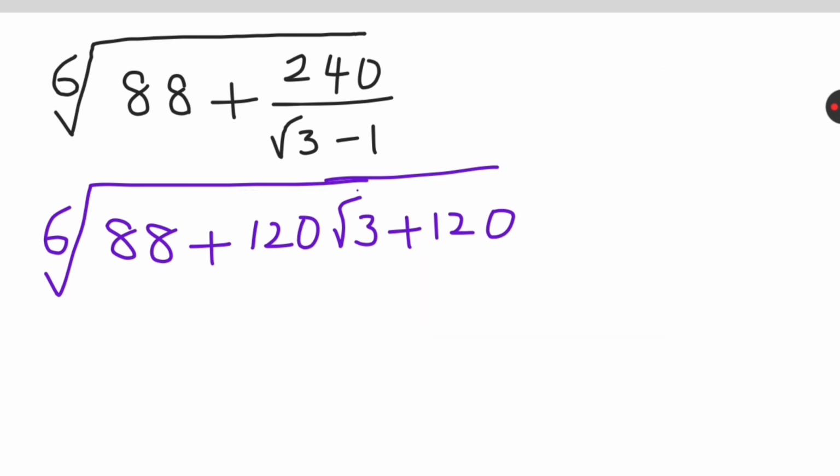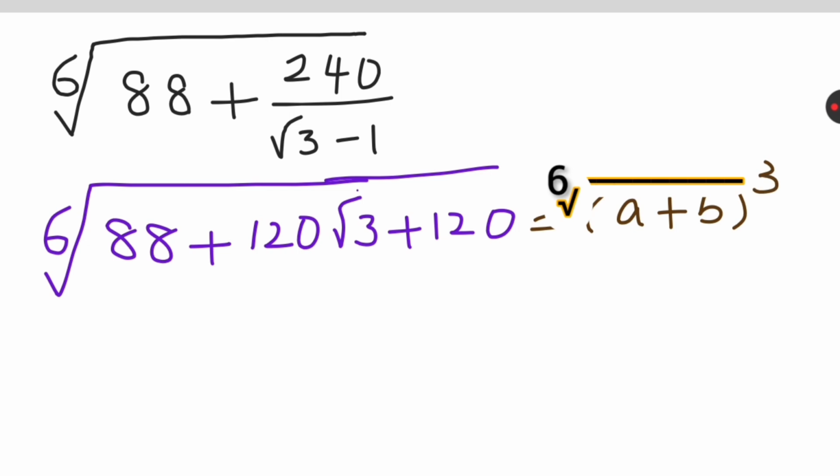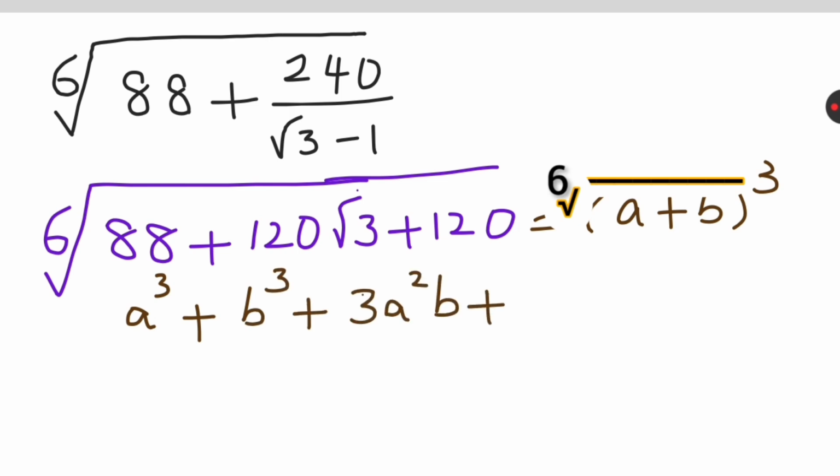So now our goal is to convert this 88 plus 120 root 3 plus 120 in terms of a plus b whole cube, isn't it? So what is the formula for a plus b whole cube? The formula is a cube plus b cube plus 3a power 2 b plus 3a b power 2, isn't it? This is the formula, so we need to convert in terms of this. Then we can easily write a plus b whole power 3. So first observe the number.